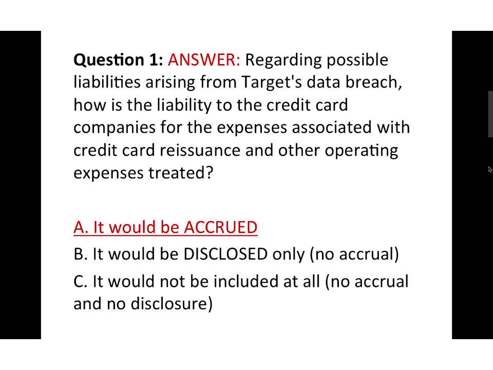And why is that? Okay? So you're going to have about 5 seconds or so to answer this question. The answer is on the board. This is not a trick. So the reissuance of the credit card expenses that Target has to pay to Visa and MasterCard, they're accrued because it's probable and they can estimate the amount. Okay?